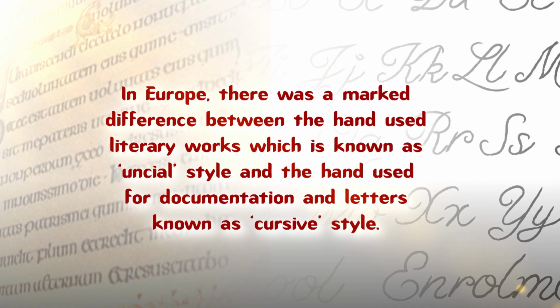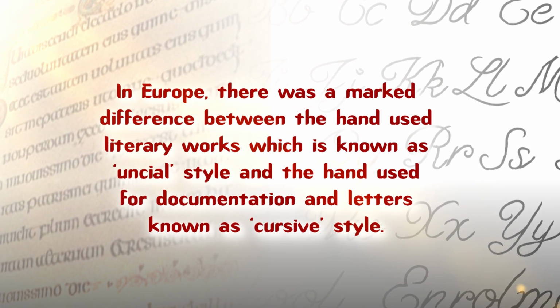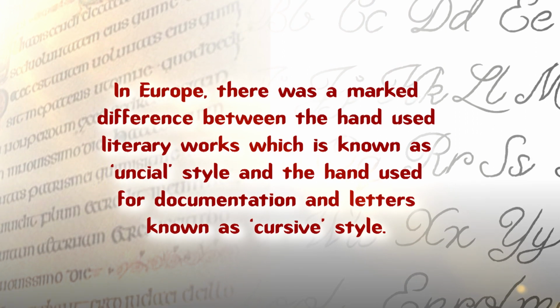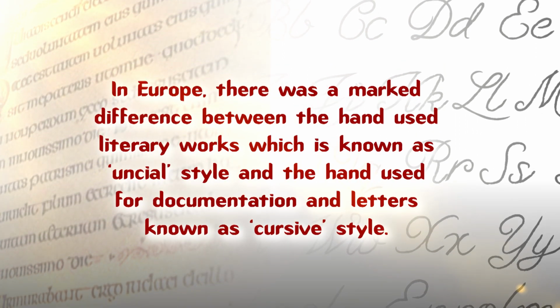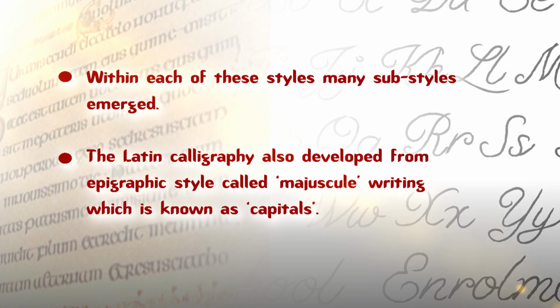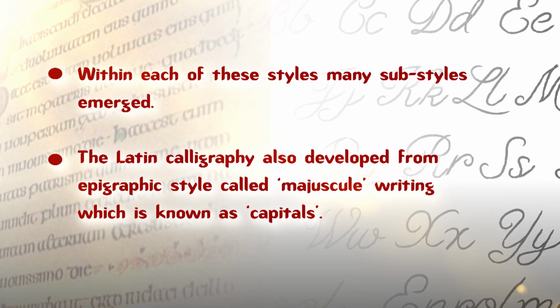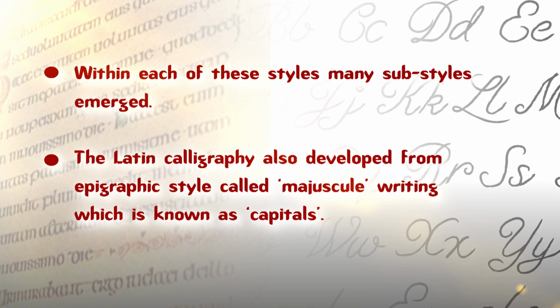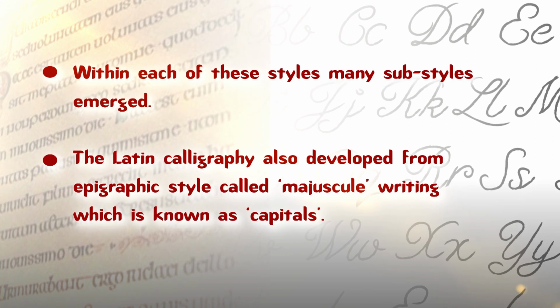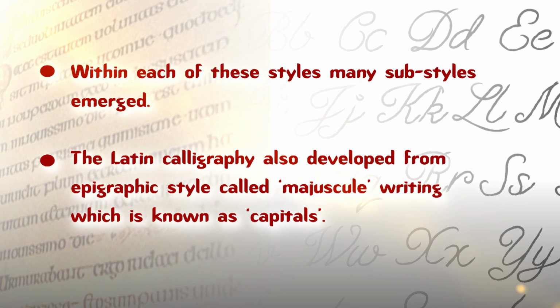In Europe, there was a marked difference between the hand used for literary works, which is known as uncial style, and the hand used for documentation and letters, known as cursive style. Within each of these styles, many sub-styles emerged. The Latin calligraphy also developed from epigraphic style known as majuscule writing, which is known as capitals.